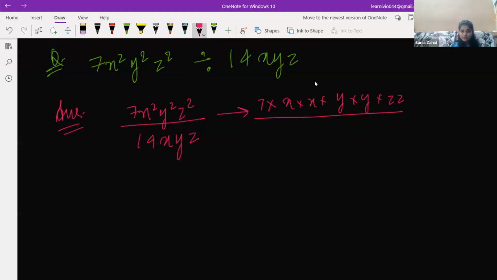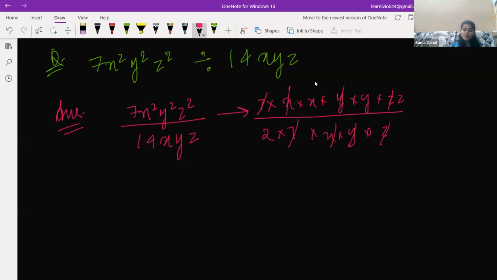7 into 7, 2 into x into y into z. Yeah, we get 2 into 7 into x into y into z. Fine. So now what can I do? I can just cancel the similar terms. I can cancel 7 with 7. I can cancel x and x, y and y, z and z.